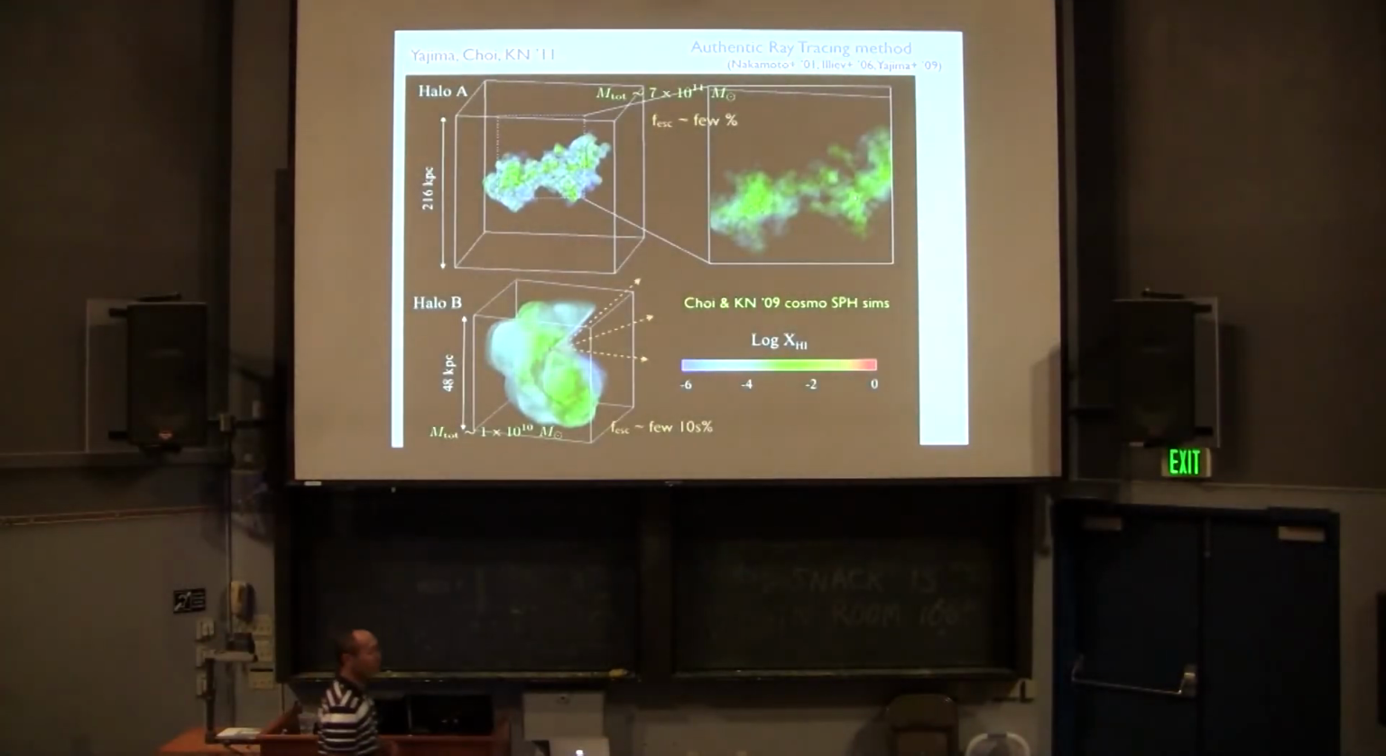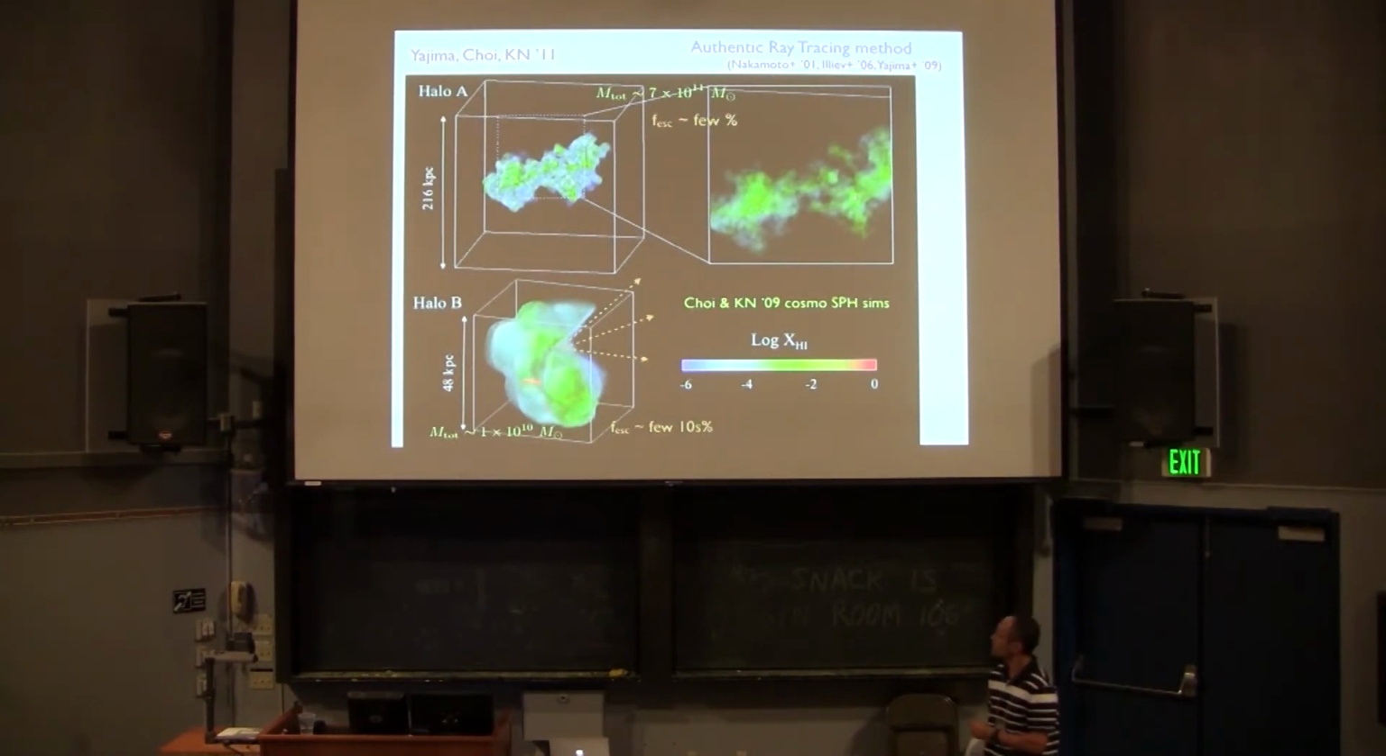In order to really address this, you really have to do radiative transfer calculation. So this is what Hide did. We use his adaptive ray tracing method, post-processed simulation with radiative transfer, ray tracing. What happens is that for the massive halos like this one, 10 to the 12 solar masses, the star forming region shown in these yellow dots is heavily embedded in very dense gas. Therefore, it cannot escape very well, and the escape fraction is very low, a few percent.